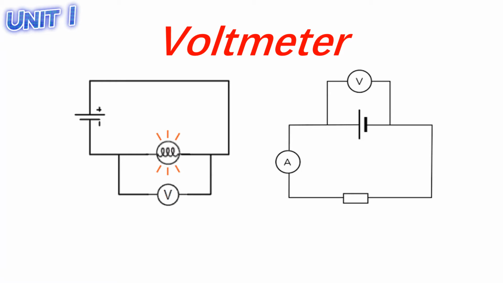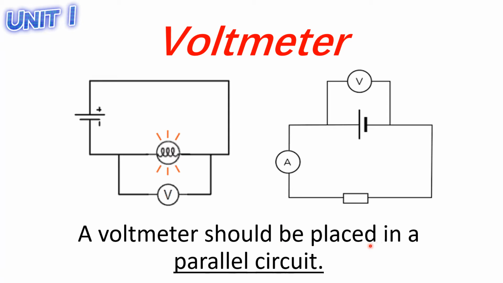Using the picture here, this is your voltmeter. It is placed between the 2 points of your bulb, so it measures your potential difference. If your voltmeter is placed between 2 points of your battery, it is measuring your EMF. Also, an important reminder: a voltmeter should be placed in a parallel circuit.